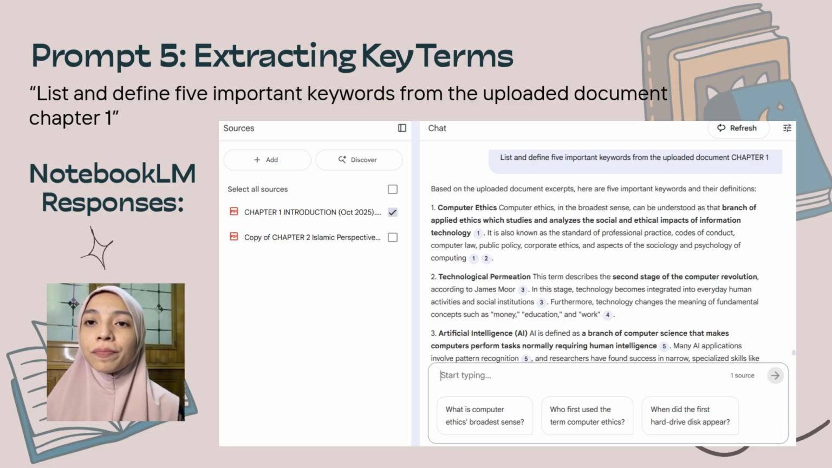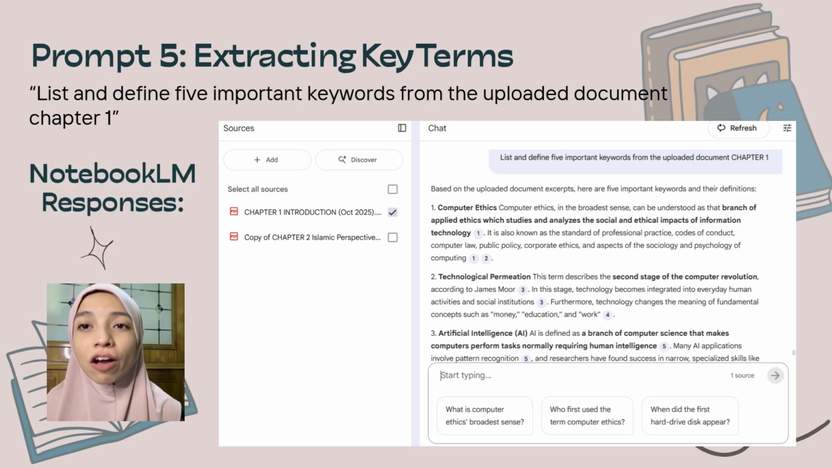Prompt 5: Extracting key terms. This prompt helps students identify and understand important keywords from their notes. When users ask Notebook LM to list and define key terms, it reads the document and picks out the main words that are important to remember.